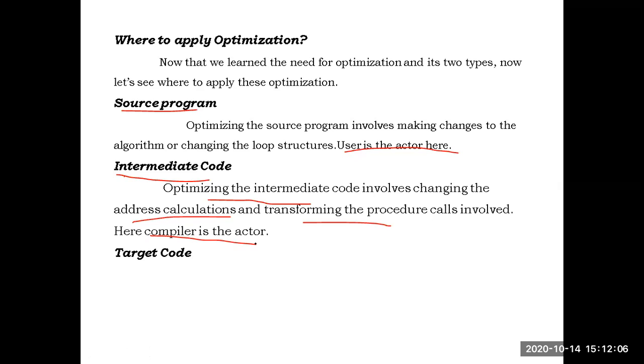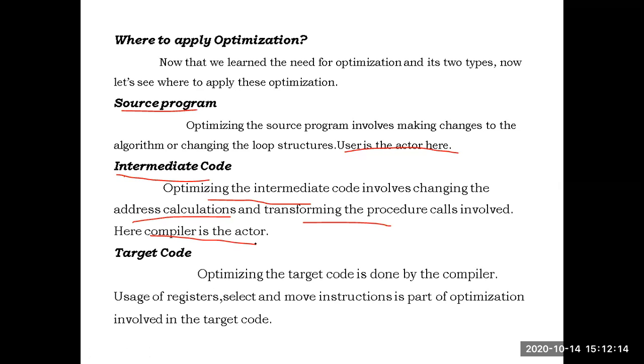Finally, one more location where to apply optimization is the target code. Optimizing the target code is also done by the compiler only. Usage of registers, select and move instructions is a part of optimization in the target code. In target code optimization, the compiler will try to use more registers, select operations, move operations, etc.